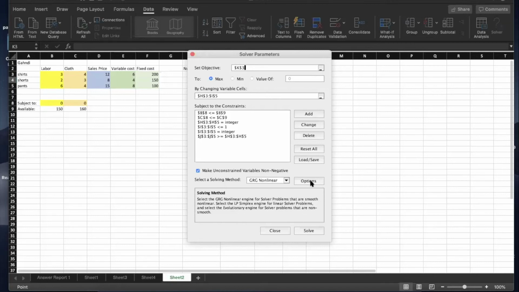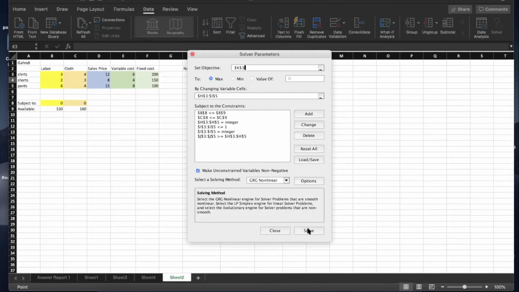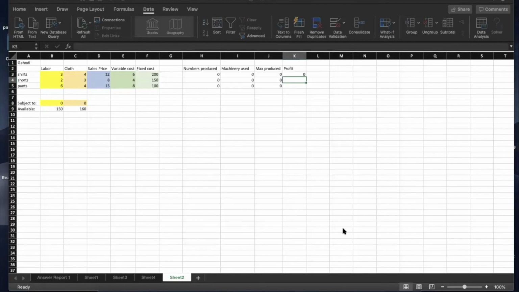And I just wanted to show you something that I had a problem with yesterday. So right here, ignore the integer constraints. If this is checked, it will give me non-integer numbers, and I'll show you why this is bad, and you need to make sure if you do IP that this thing is unchecked. So I'll leave it checked as of right now, and I'll show you what it gave me and what I had problem with yesterday.